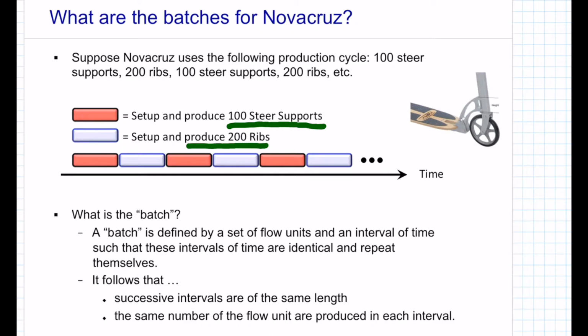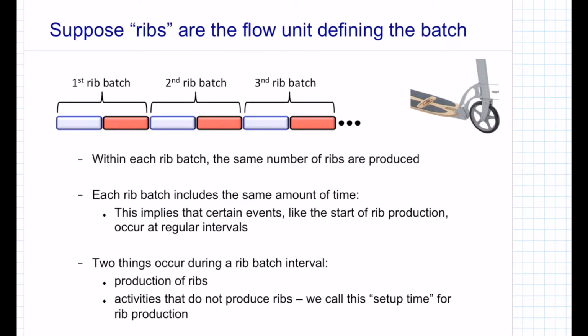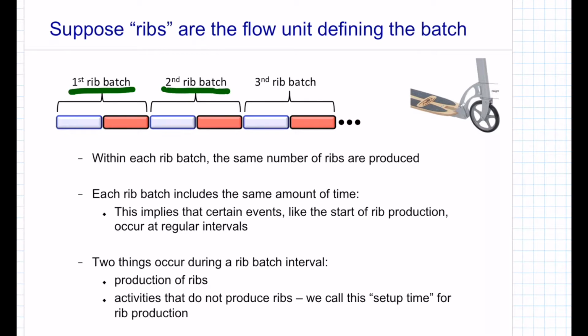We can define a batch as a set of flow units and an interval of time such that these intervals of time are identical and repeat themselves. So that's what we have above. Now let's consider ribs to be the flow unit defining the batch. So we have both the white and red rectangles together defining one rib batch.